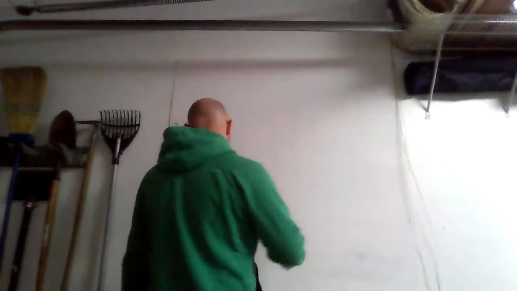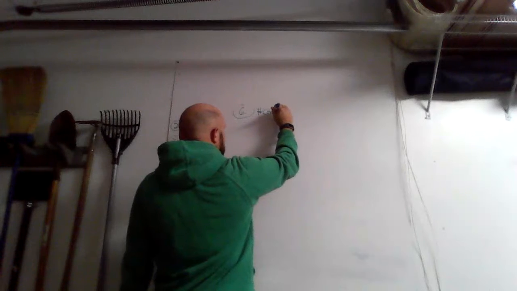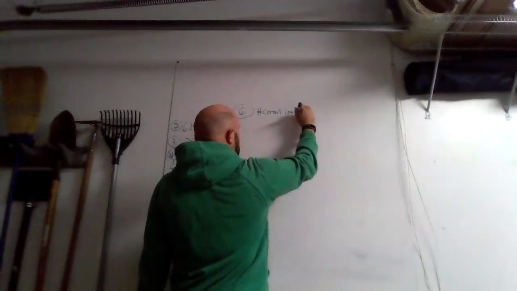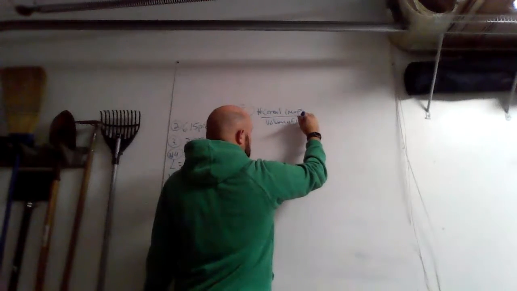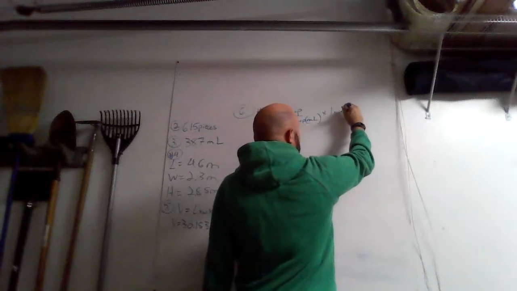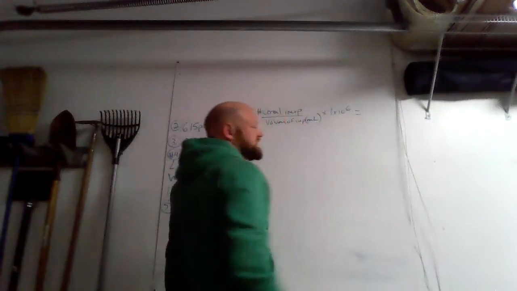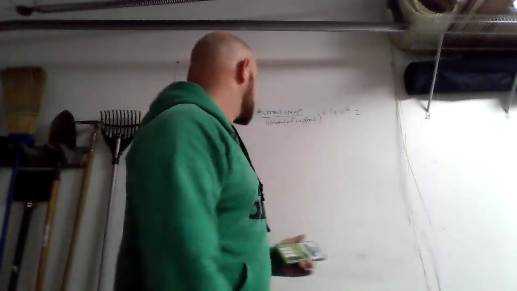Okay, so number 6. Calculate the number of cereal pieces in 1 meter cubed using the following formula. Okay, 1 milliliter equals 1 centimeter cubed, so we can just transition that right over. So for number 6, I have the number of cereal pieces in the cup divided by the volume of the cup. Remember, that's milliliters times 1 times 10 to the 6th. So 1 times 10 to the 6th is a million.